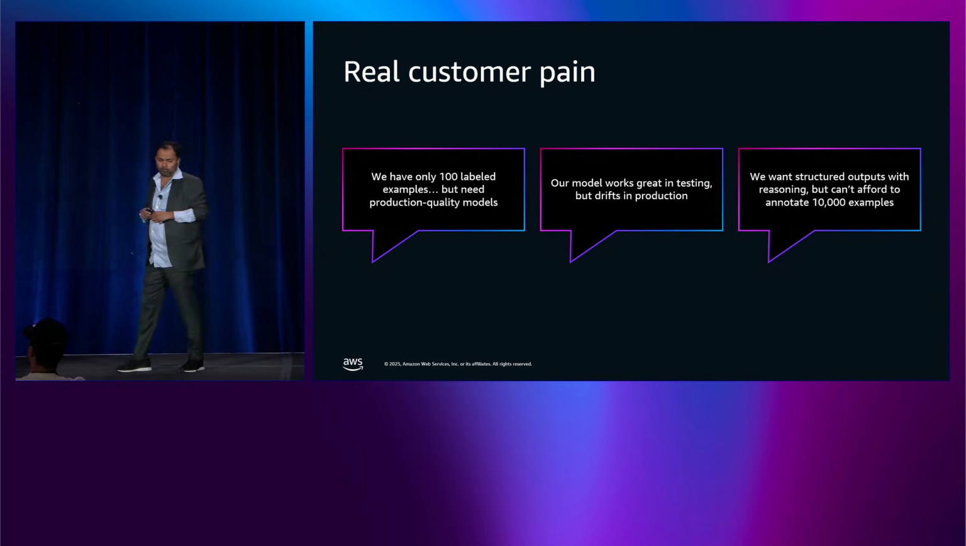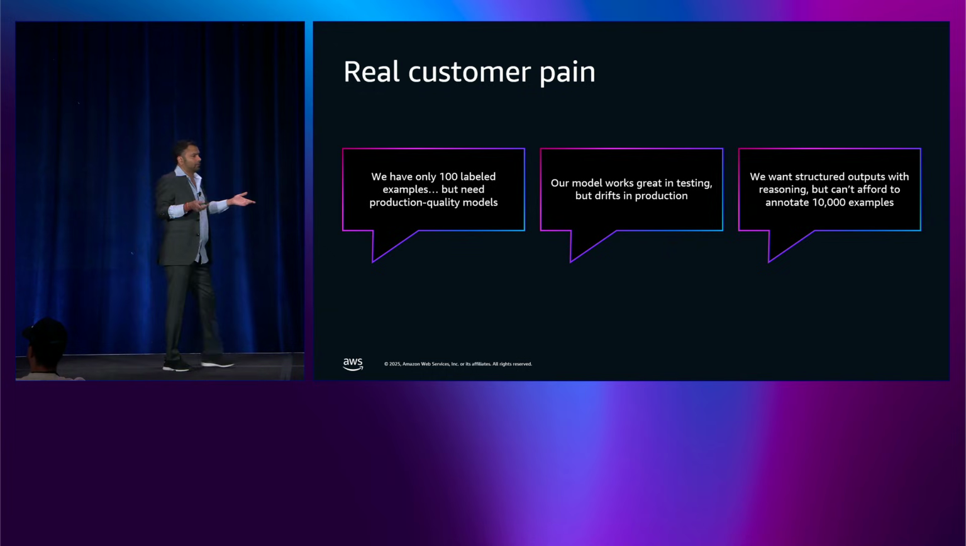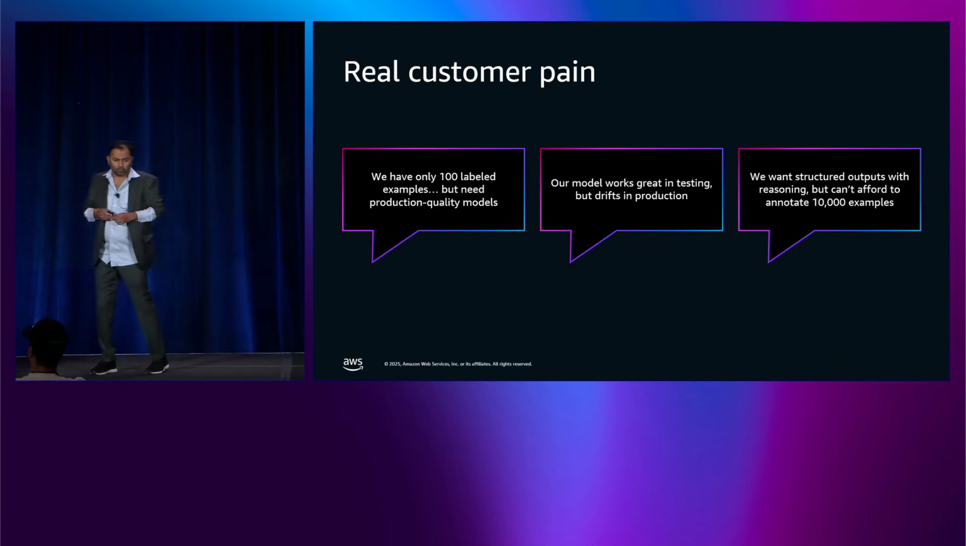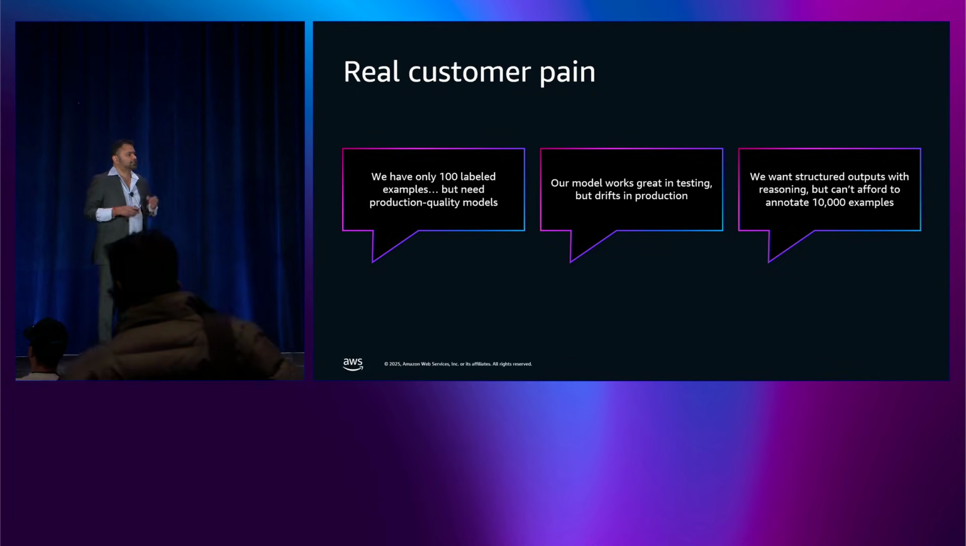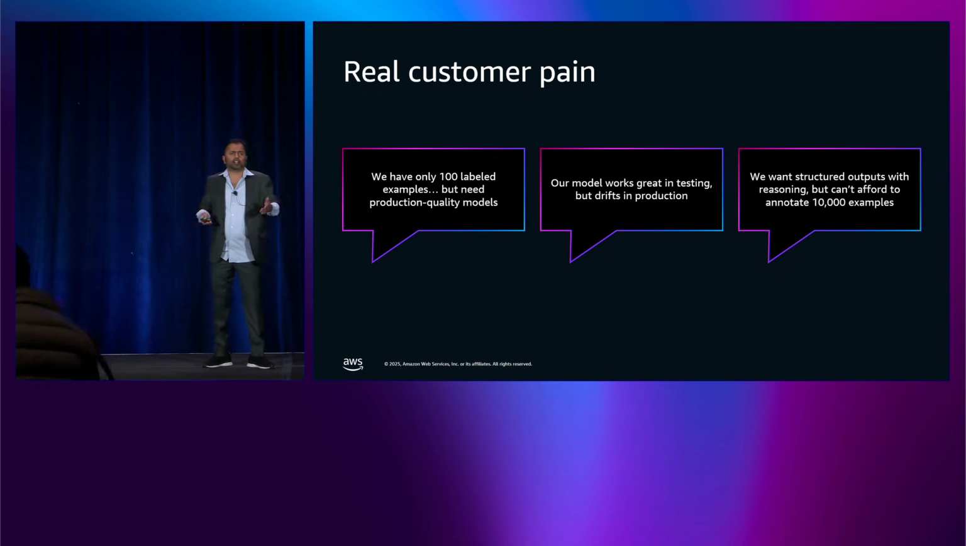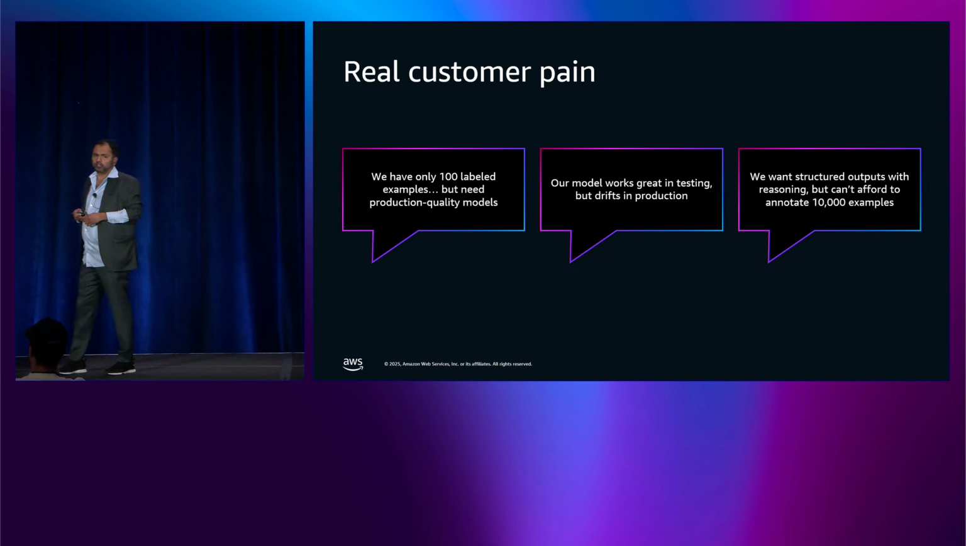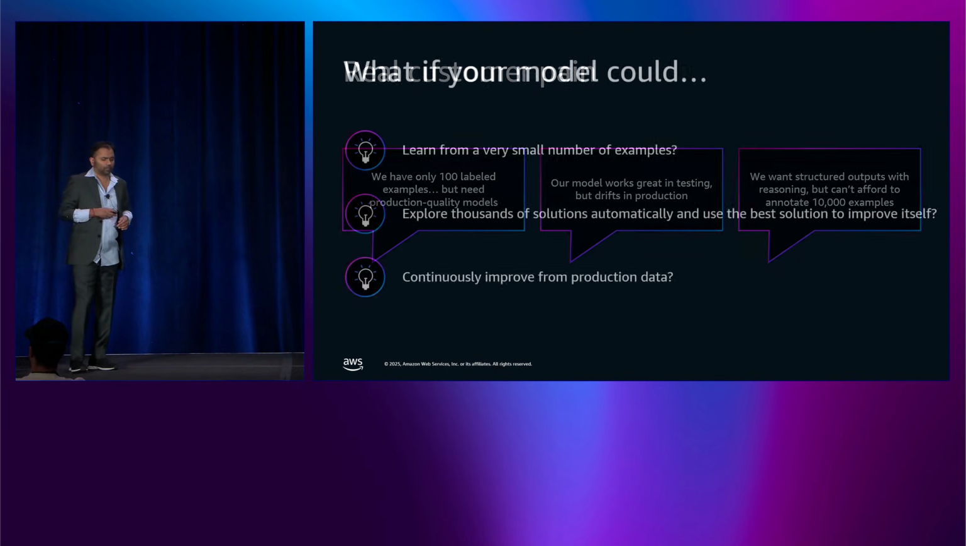And we hear these examples from our customers. For example, we have 100 examples, but we need production quality models. Our model works great with some small set of examples in testing, but drifts in production. We want structured outputs with reasoning, but can't afford to annotate thousands of high-quality labeled data sets. These are the actual challenges that we have heard from our customers who have been using traditional supervised fine-tuning.